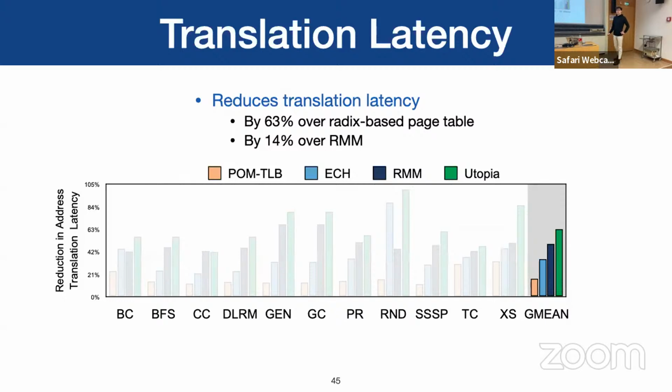The reason why we have this performance increase is the translation latency reduction. Utopia reduced translation latency by 63% over the radix-based page table and by 14% over redundant memory mappings. So this is where it comes from. And that's also shown in this figure here. This is again the mean reduction in translation latency over the radix page tables.